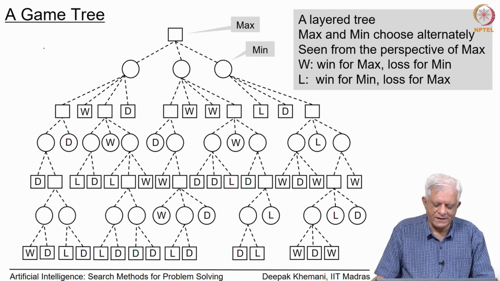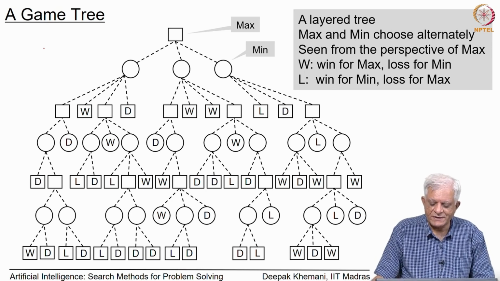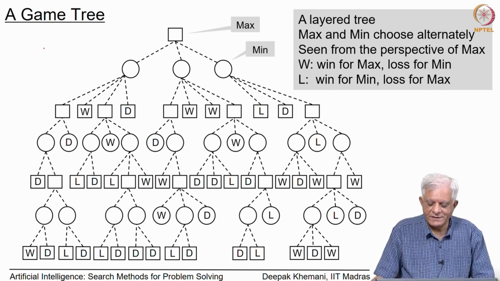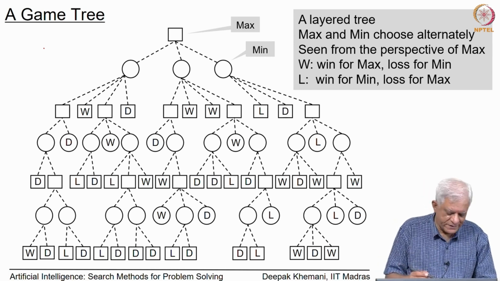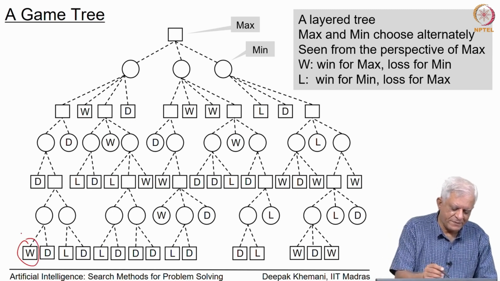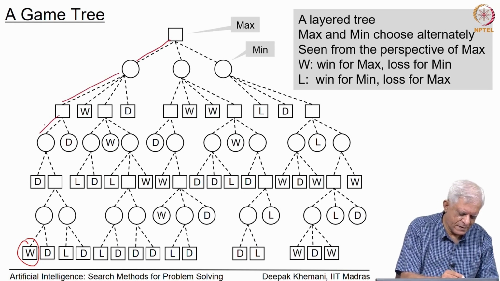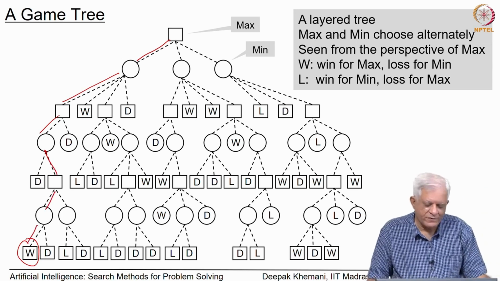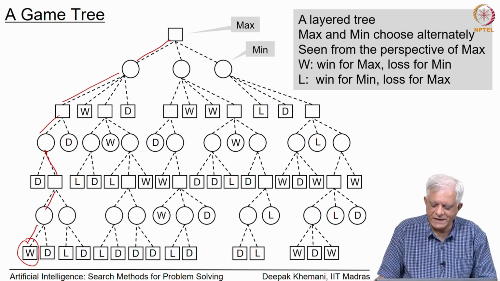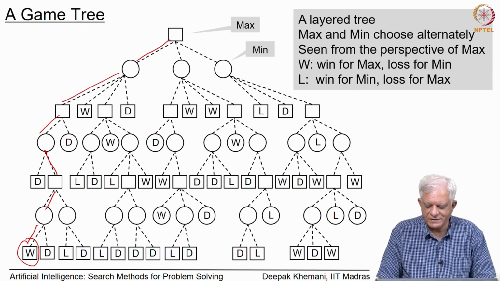So, once a game has ended, you know what has happened. So, W stands as a win for max and loss for min. So, for example, here is a leaf which is labeled W, which means that if the game that is played is as follows, then Max would have won the game. The label W stands for win and the win is for Max. L stands for a win for Min and a loss for Max.